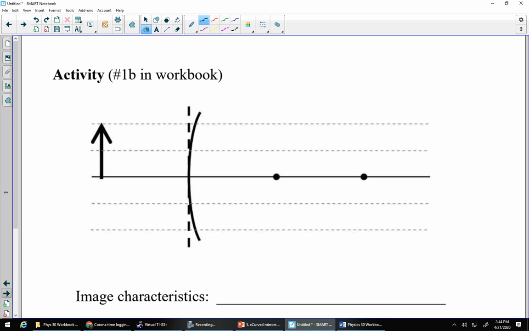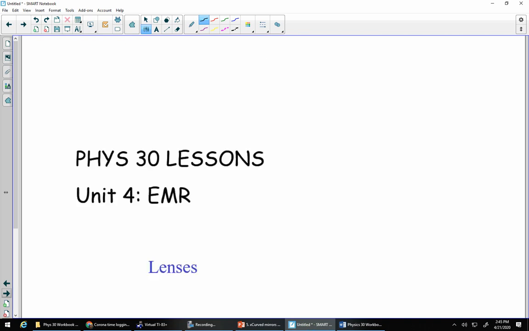Cool. So I'm not necessarily going to do this one for the sake of time. It is literally exactly the same as the example that I just did. So if you want to walk through it again, just hit rewind and go back to it. And that's because, again, every single one of these diverging mirrors will have the exact same image characteristics.